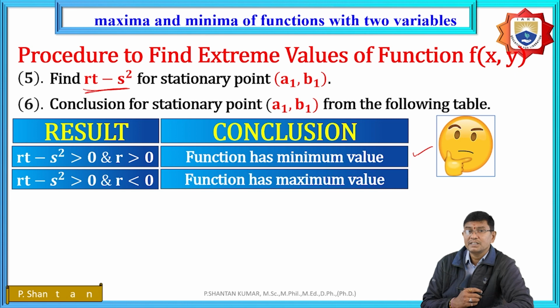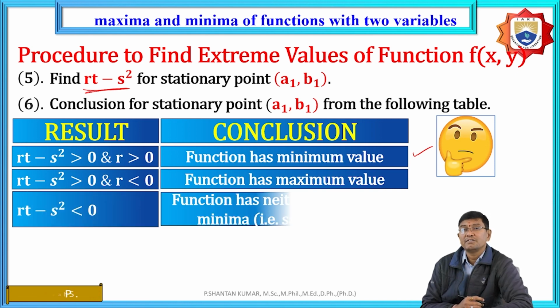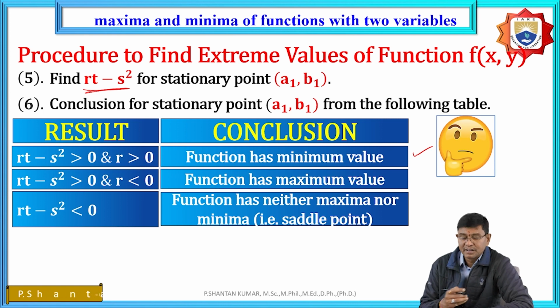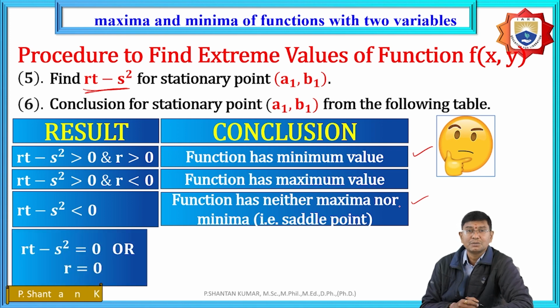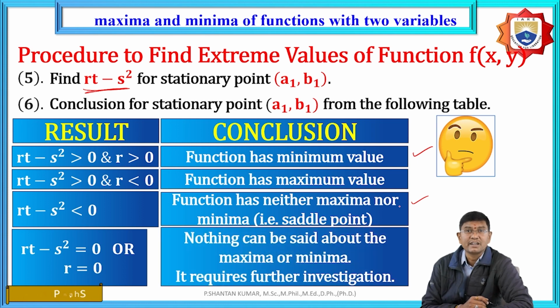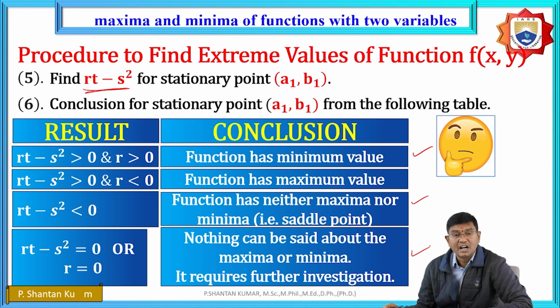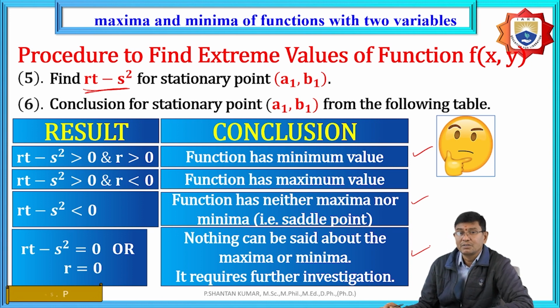And the other one, if rt minus s square is less than 0, then the function has a saddle point. The saddle point is nothing but neither the maximum nor minimum of the given function. And further, if rt minus s square is equal to 0, then further investigation is required. These are the conditions based upon rt minus s square. This is the main working rule.